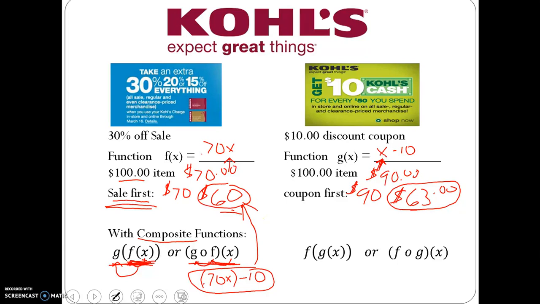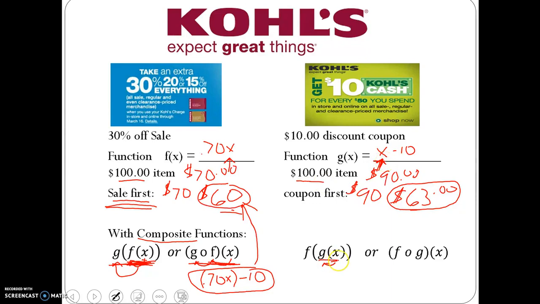Now, the other order would simply look like this. Here we have the x. We would stick it into the g of x function first, just like we did here. We took a $100 item, we stuck it into the x in the g of x function and got 100 minus 10, which is 90.